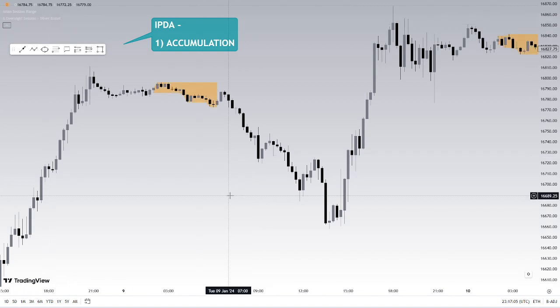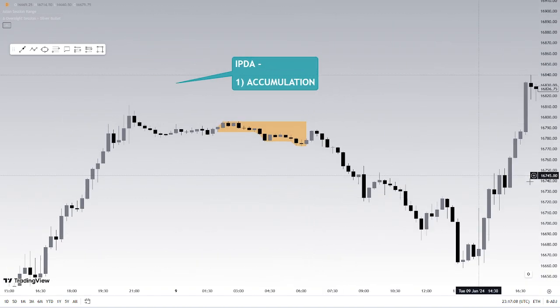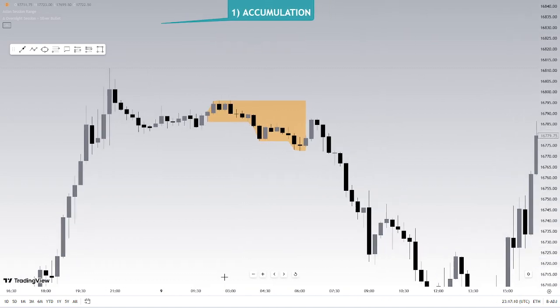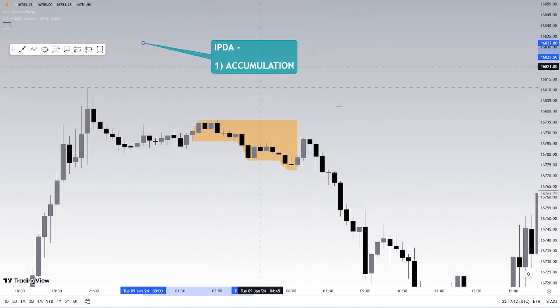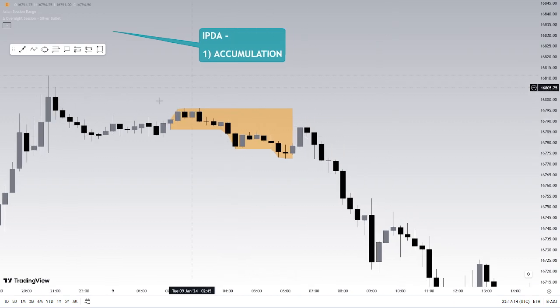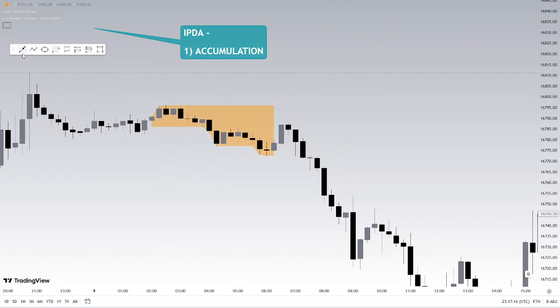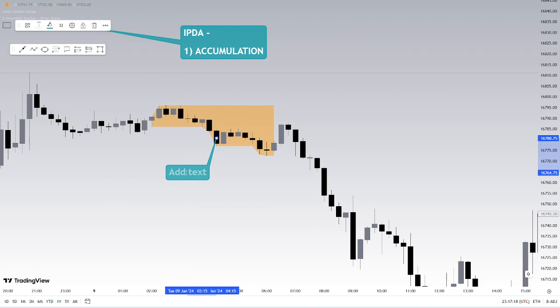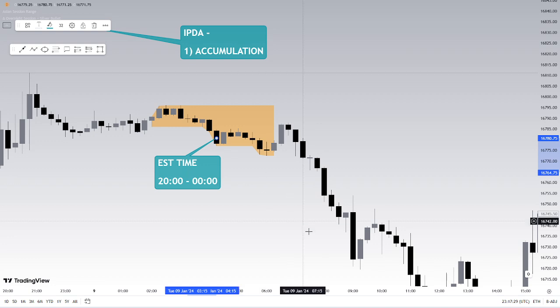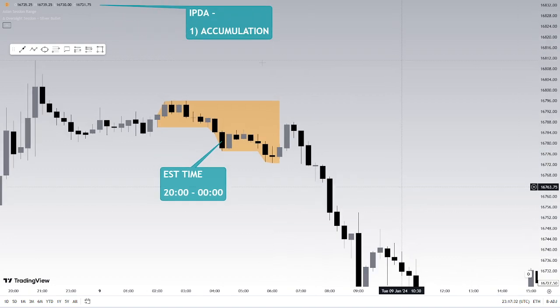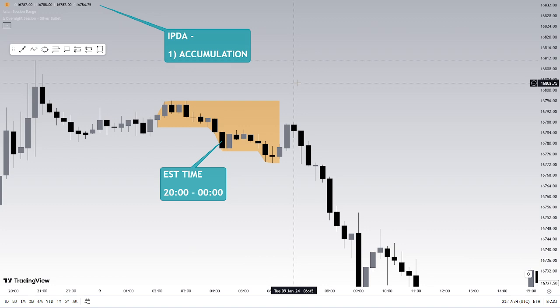So if I put the Asian range back on for you, the Asian range is simply here in orange. Now, for those who want to know the timings, they're going to be written in Eastern Standard Time, so please calibrate this to wherever you are around the world. Your Asian range will be from 8 p.m. to midnight. Now, midnight is very important, right? Because it's the midnight opening price that IPTA, the interbank price delivery algorithm, resets its price every single day.